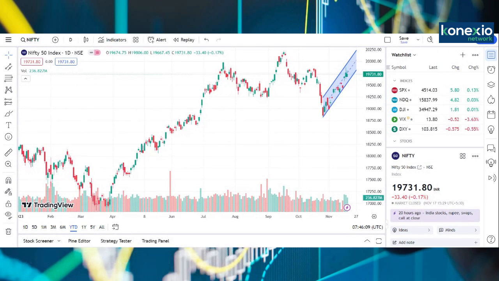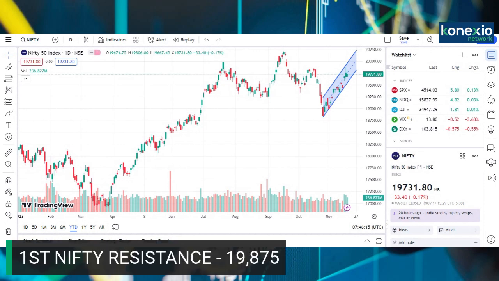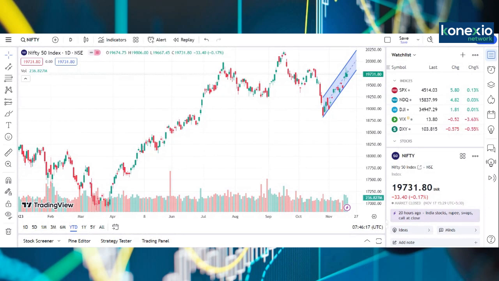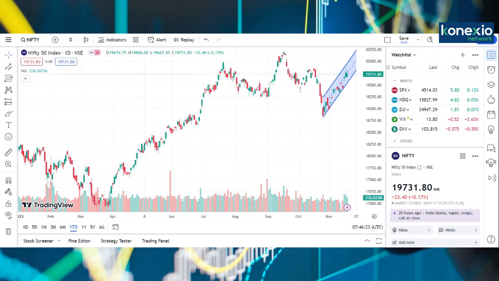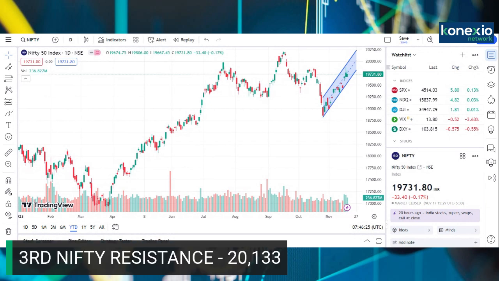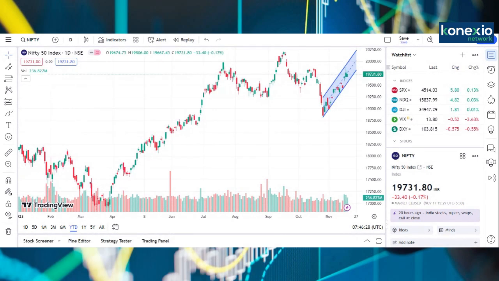Whereas on the upside, the first resistance is placed at 19,857. Above that, the second resistance is around 20,050 mark, and above that, the third resistance is placed around 20,133. So these are the important supports and resistance levels in Nifty for the next week. Any dips should be used as a buying opportunity. Traders should watch out for these levels and trade accordingly in the direction of the breakout or the direction of the primary trend.